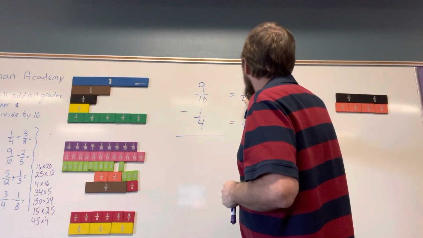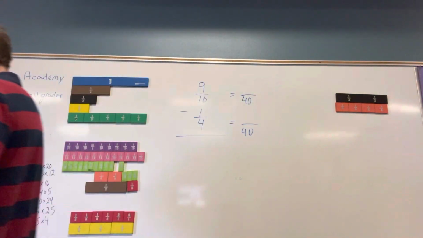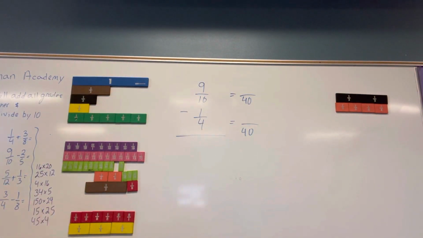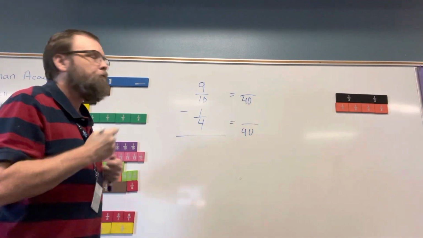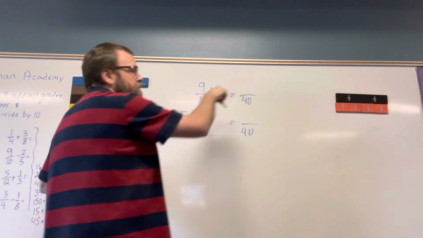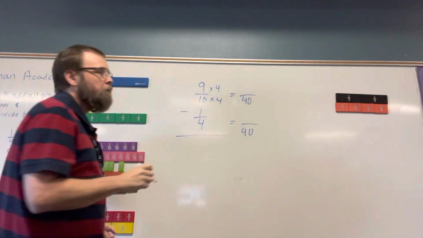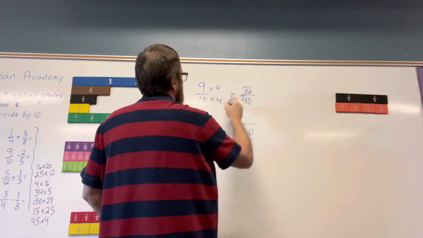What's another one that would work? 20 would also work. But 40 will work. That's completely fine. So Kira, what do I multiply by 10 to get 40? 4. So what's 9 times 4, Kira? 36.